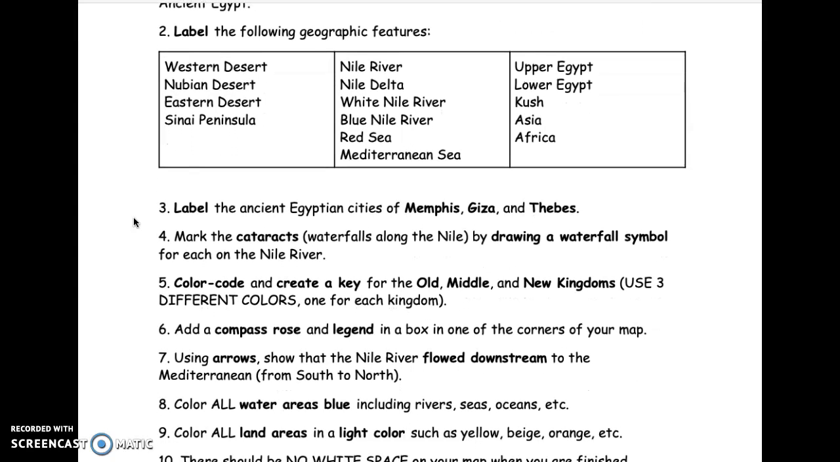Step 4 is to mark the cataracts along the Nile River. You're going to want to create a waterfall symbol here. You can create any symbol you'd like. Some people like to use a squiggly line or a triangle or a square, as long as it's not the same symbol you use for your cities.